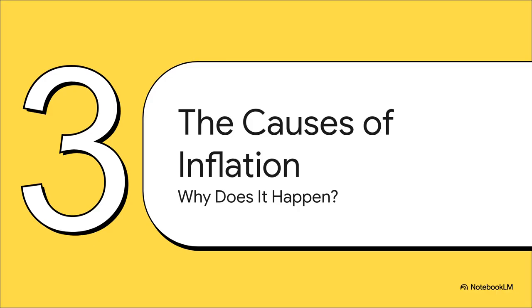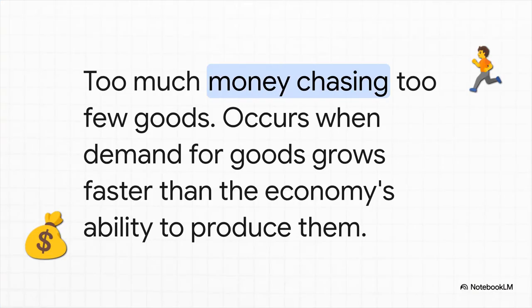So that naturally leads to the next big question. Why does this happen? What actually causes inflation? Well, economists have pinpointed three main drivers. The first one is called demand pull inflation. You can think of it like this. It's what happens when everyone wants to buy stuff, but there isn't enough stuff to go around. Demand is outpacing supply. In simple terms, it's too much money chasing too few goods. And when that happens, sellers can and do raise their prices.